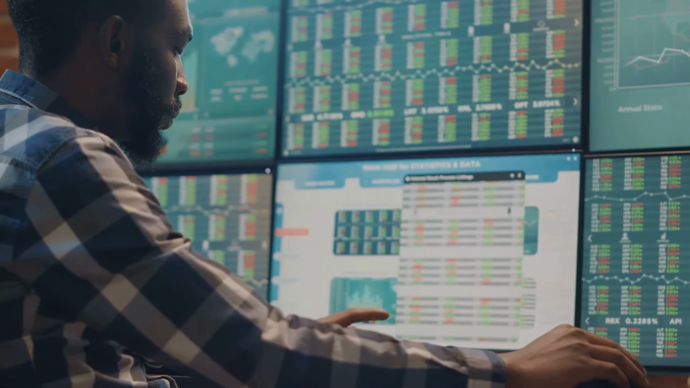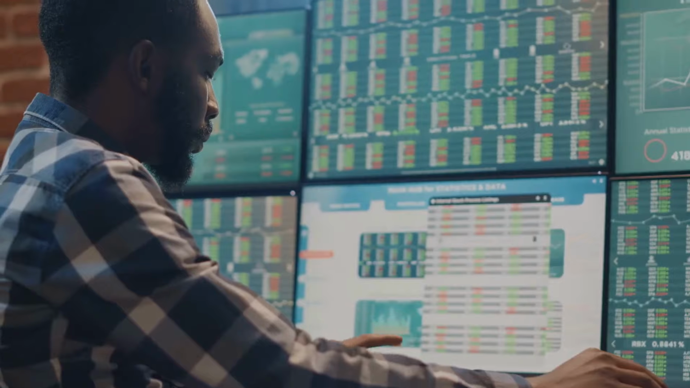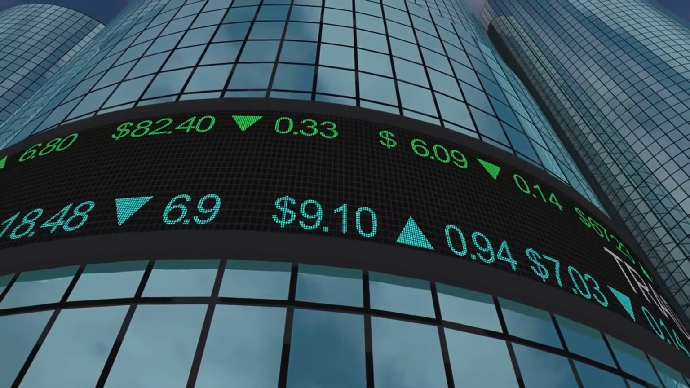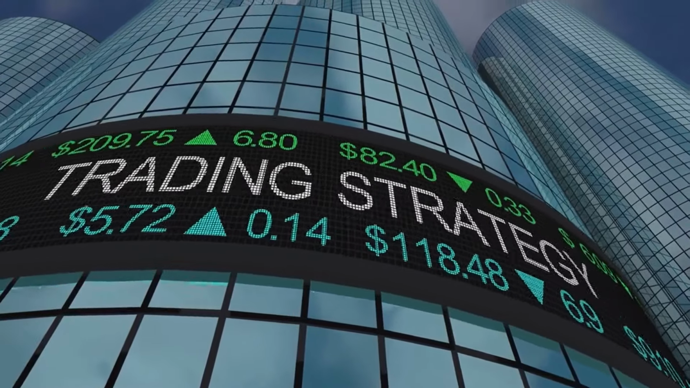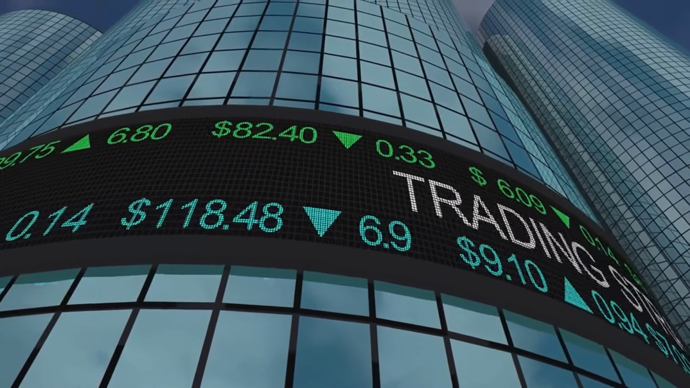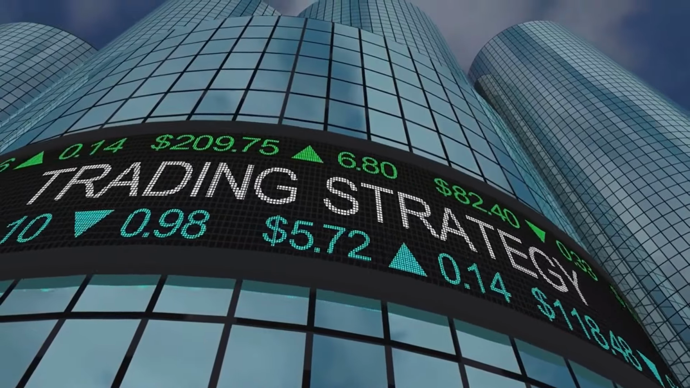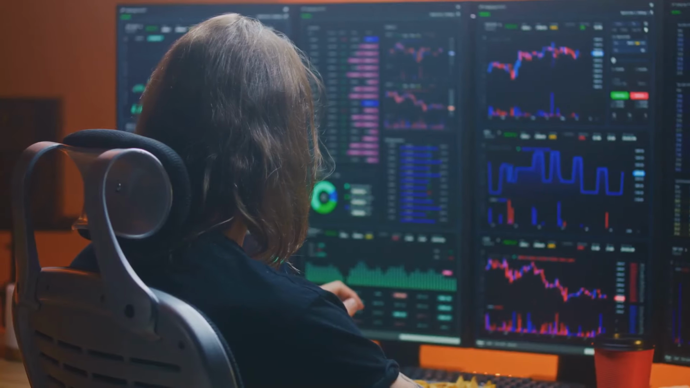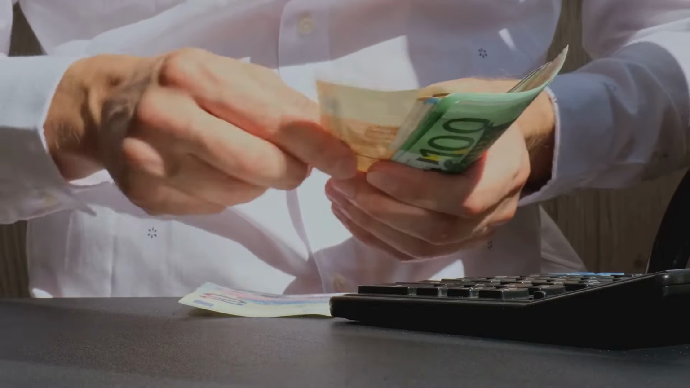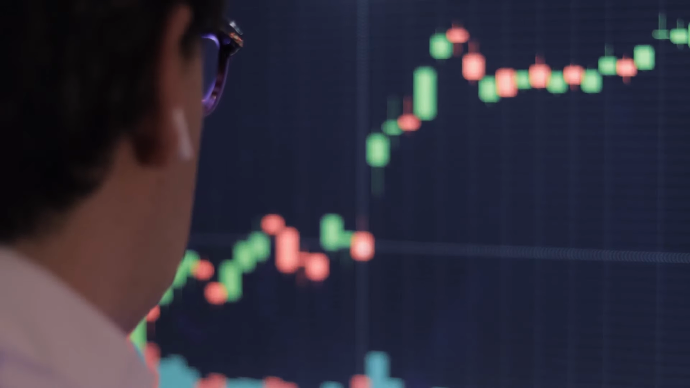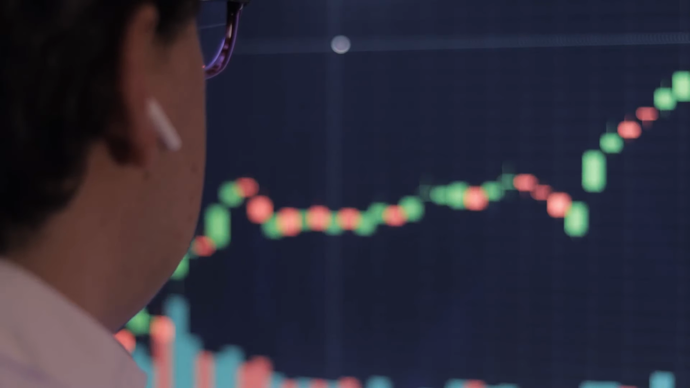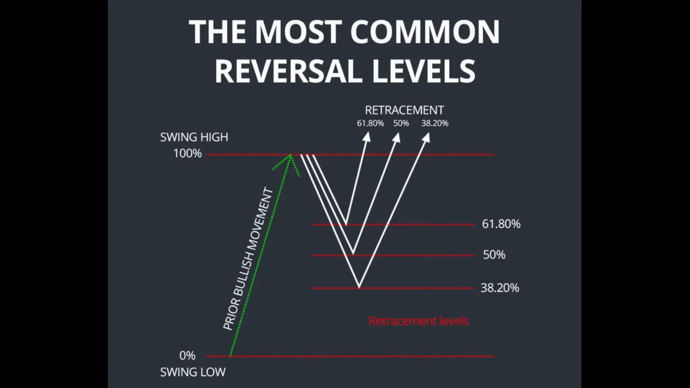Get ready to unlock one of the most powerful tools in technical analysis, Fibonacci retracement levels. These levels are based on a mathematical sequence discovered by Leonardo Fibonacci back in the 12th century, and they've been used by traders for decades to identify potential support and resistance levels. Now I know what you might be thinking. Math, in my trading? No thank you, but trust me on this one. Fibonacci retracement levels are surprisingly easy to understand and use, and they can give you a serious edge in the markets. So, how do they work?